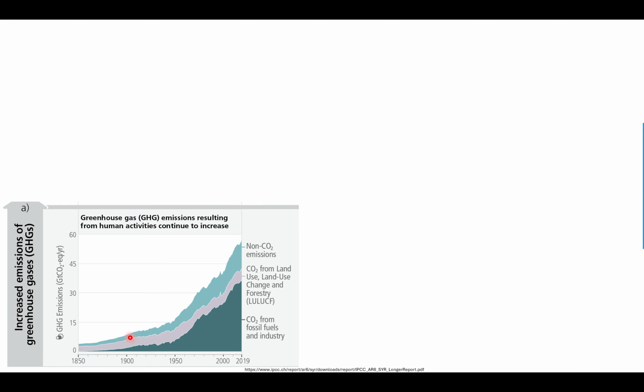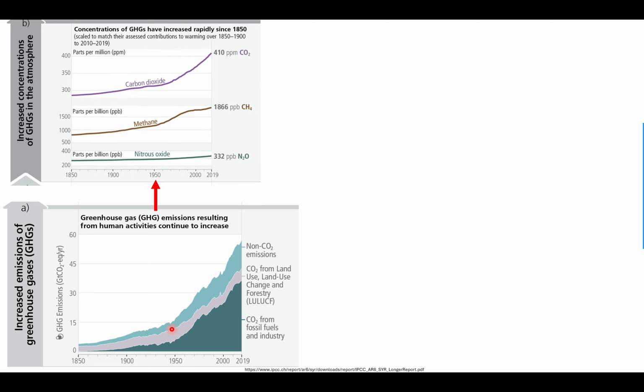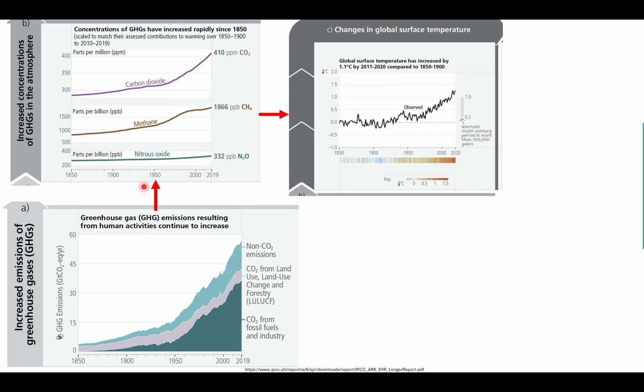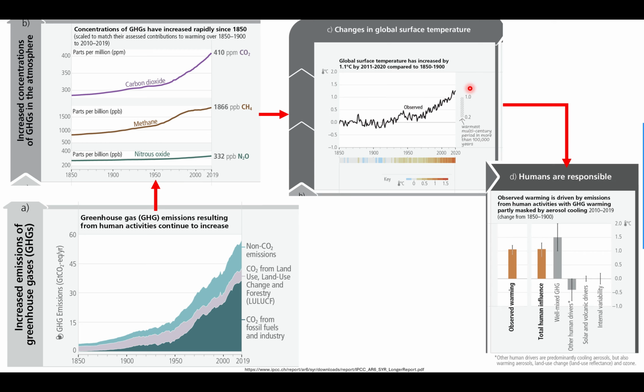If you see here, there is a lot of increase in greenhouse gases, and these greenhouse gas emissions are a result of human activities. This actually leads to an increase in concentrations. We know that this increasing concentration doesn't stop there. It interferes with the global surface temperatures, and the global surface temperatures are also rising because of this subsequent increase, and we know that we are responsible for that. So it is us who are leading to this climate change.